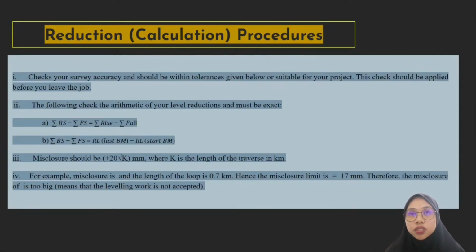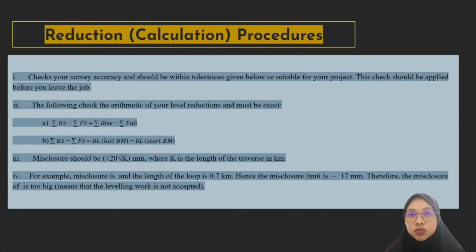First, we need to check our survey accuracy, which should be within the tolerance given below or suitable for our project. This check should be applied before leaving the job. Second, the following checks the arithmetic of our level reductions and must be exact. Total backsight minus total foresight equals total rise minus total fall. Also, total backsight minus total foresight equals reduced level of last point minus reduced level of start point.